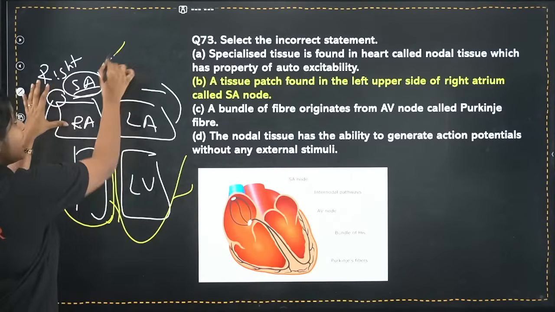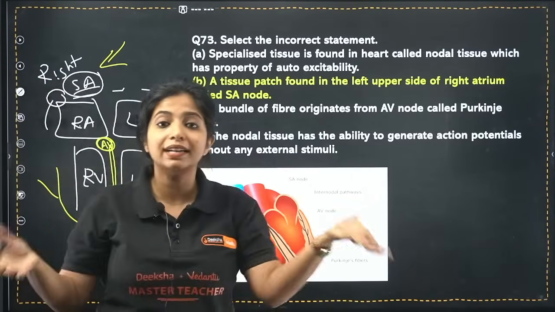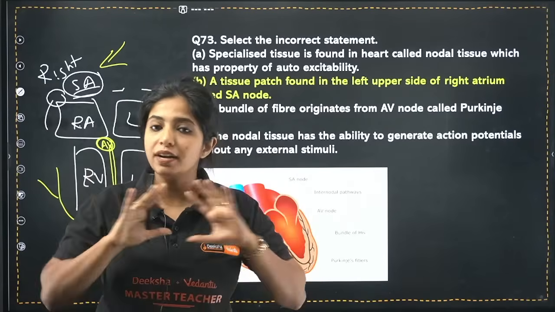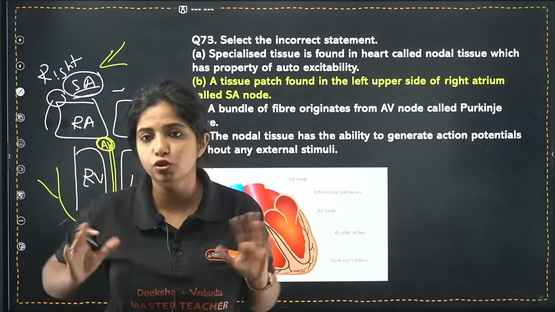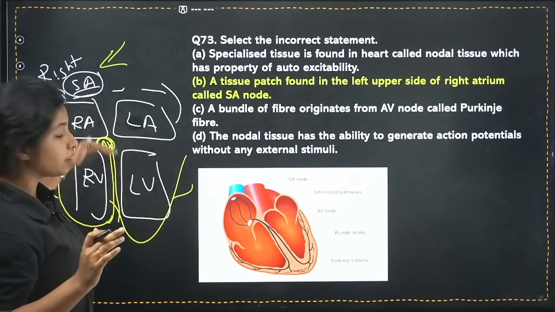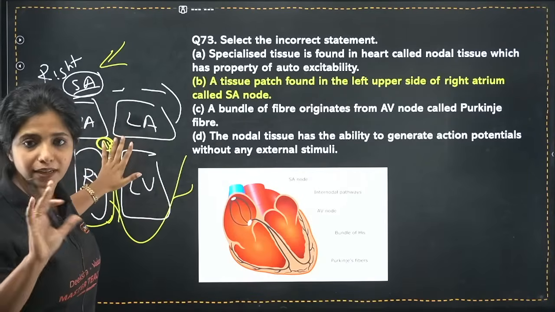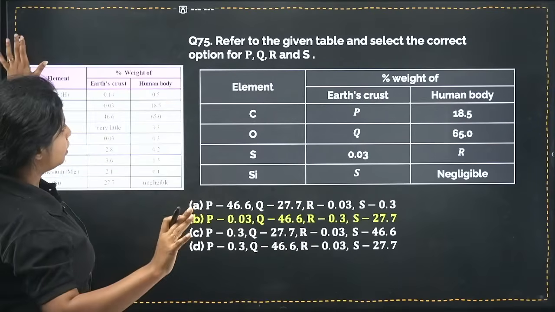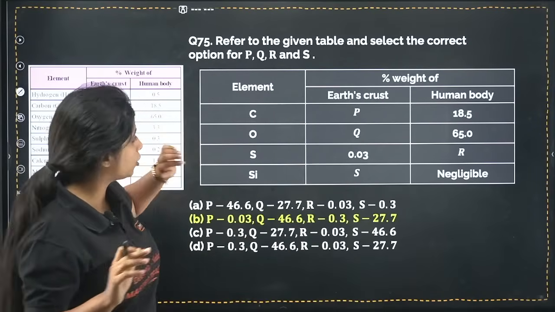And always remember, SA node is auto-excitable. You do not need anything else. It does not need any external stimuli. It can work on its own. So always remember that the SA node is towards the right side, and the AV node is somewhere in the middle, mostly towards the left side. Cool. Now refer to the given diagram and select the correct option, PQRS.